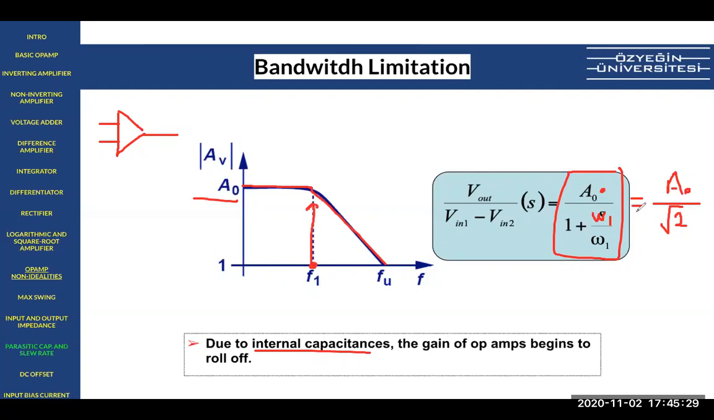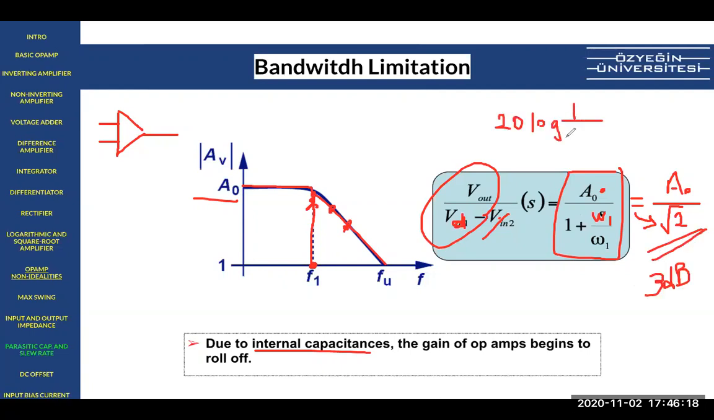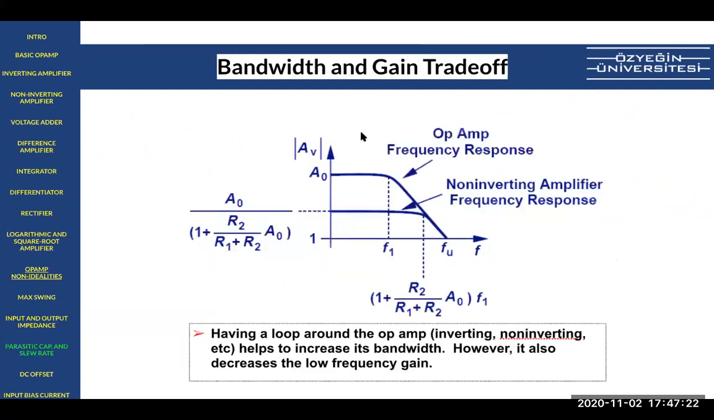The V out becomes 1 over square root 2 less. Like basically you are losing your voltage here. You lost it 1 over square root 2. Here you lose more. Here you lose more. But this frequency is called the cutoff frequency because you lose 1 over square root 2, 20 log 1 over square root 2, minus 3 dB actually. This bandwidth limitation is due to the capacitance.